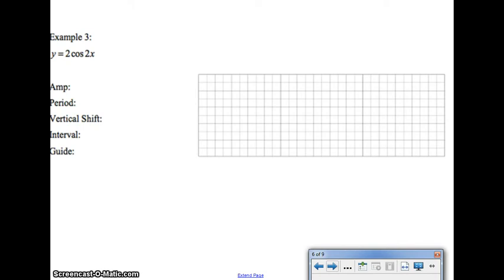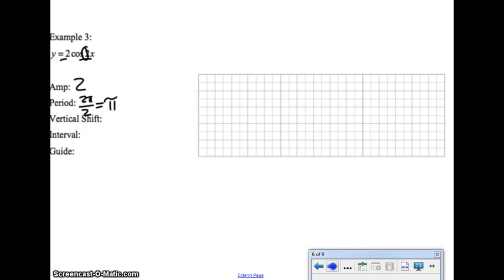All right, the next example here has a little bit more going on. I've got a number out in front, and also I'm not just taking the cosine of x, there's a 2x in there now. So this means my amp is going to be 2. My period is going to be 2 pi over my b. Here b is 2 because it's 2x. So my period is only pi.